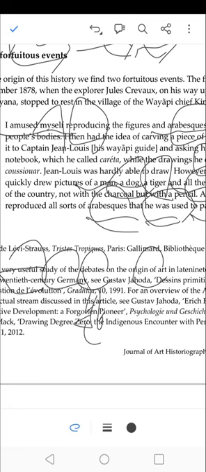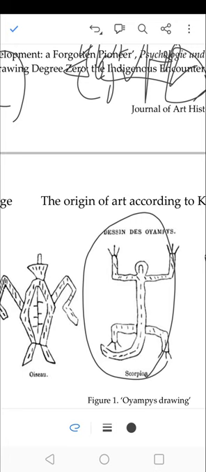Indigenous encounter 2012. Scorpion, Arisaka. Torture.